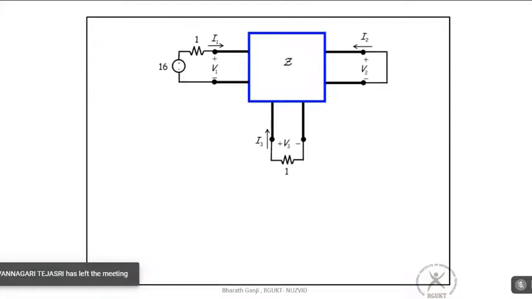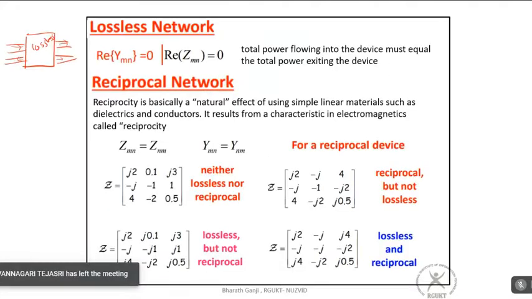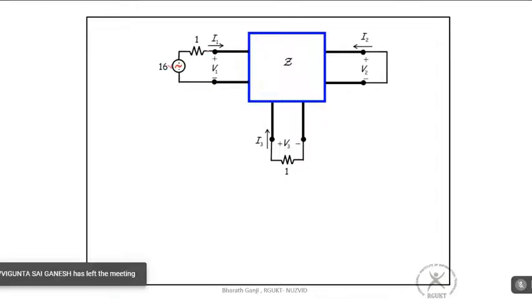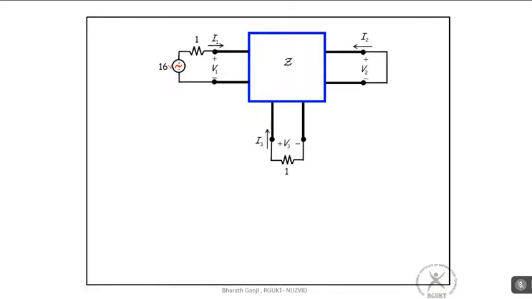So let us solve an application for the Z matrix so that you can get an idea of what is the advantage of having a Z matrix. So here is a question. Say it is some AC source with a voltage of 16 volts peak, and it has an internal resistance of 1 ohm, and it is attached to some network with some Z matrix given like this.